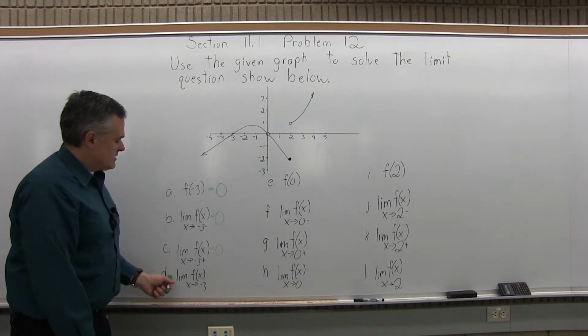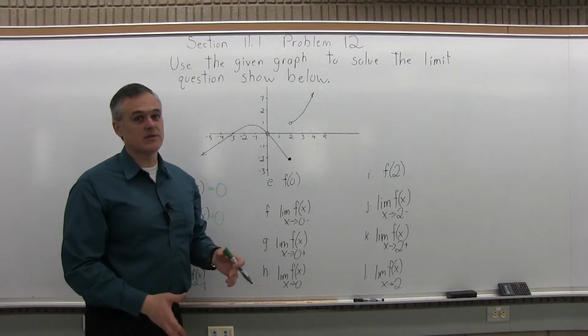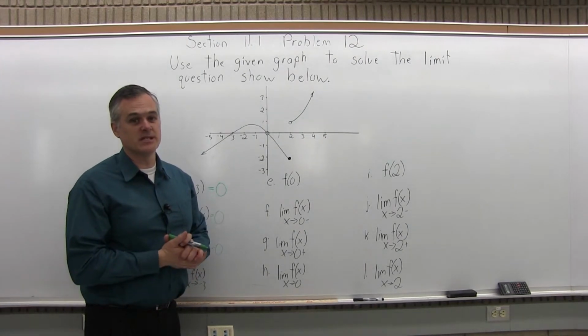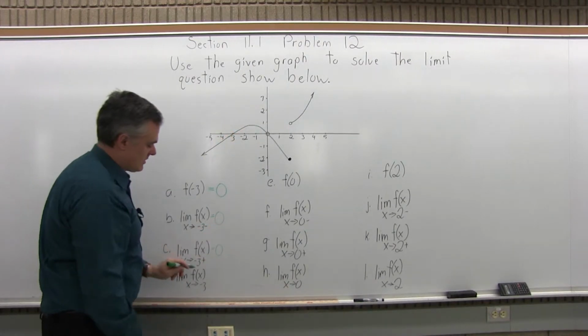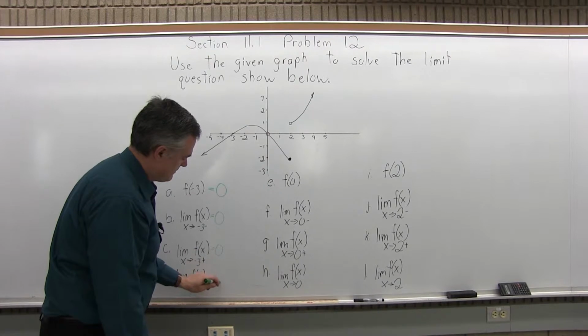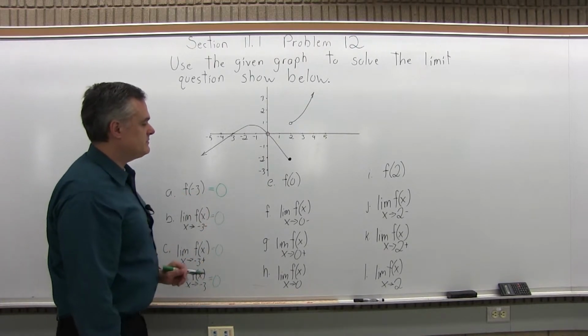And then D says, find the limit of the function as x approaches negative 3, not from the positive and negative side, just what's the value of the limit as x approaches negative 3. So the height I'm getting closer to is 0. So that is the limit. And it's the value of the function and it's the value of the limit.